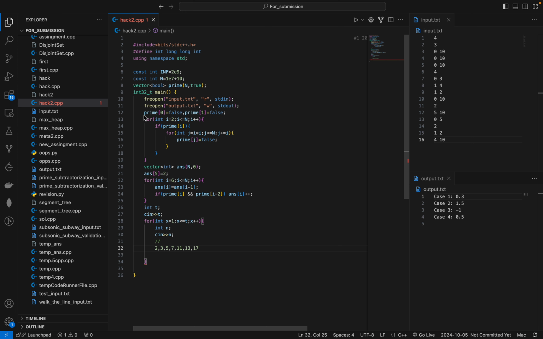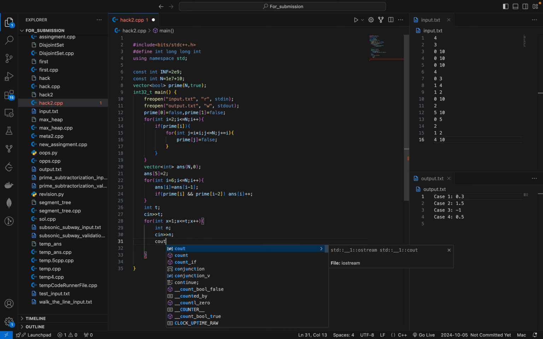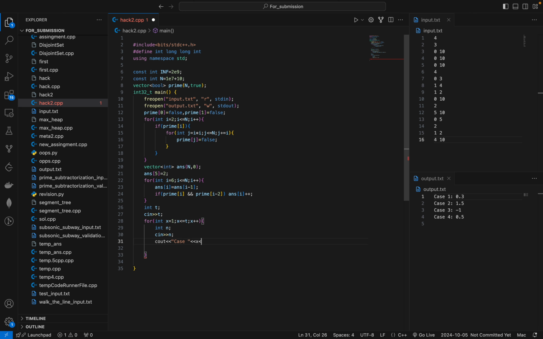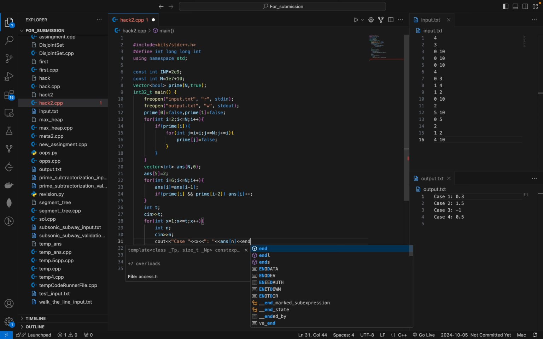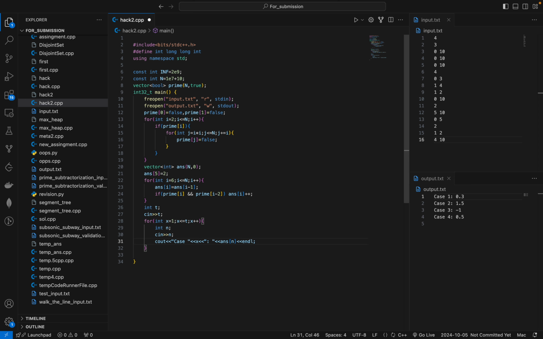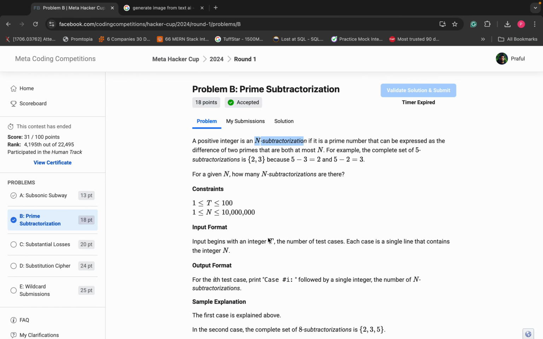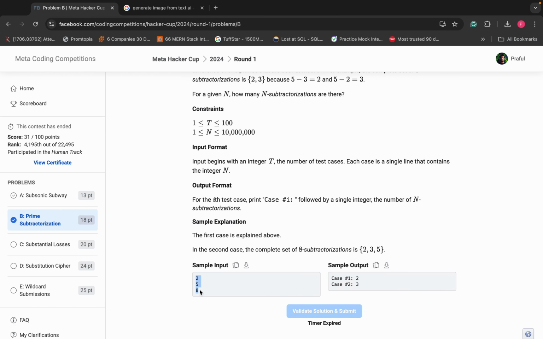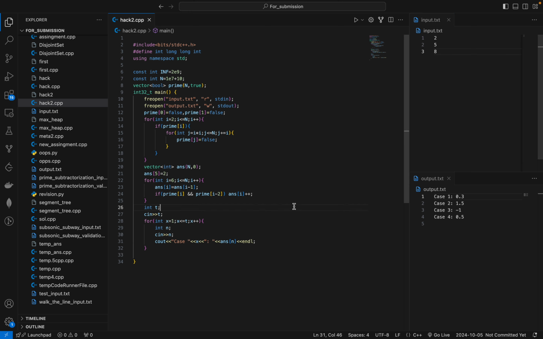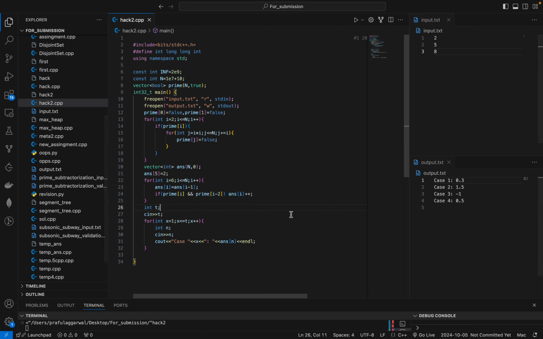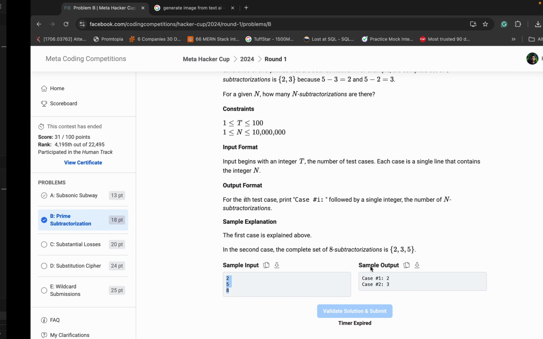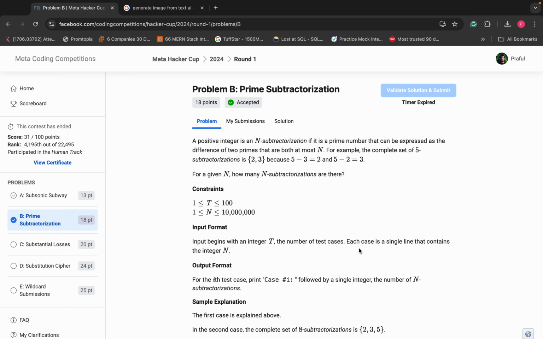So now all the computation is done. Now for each test case we can just print case x, and all we need to print is the answer of n, and we are done. It should work. So yeah, it does work.